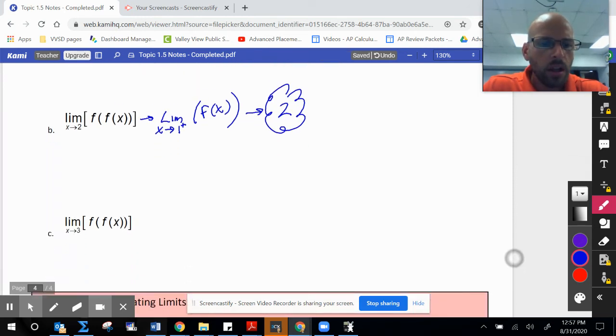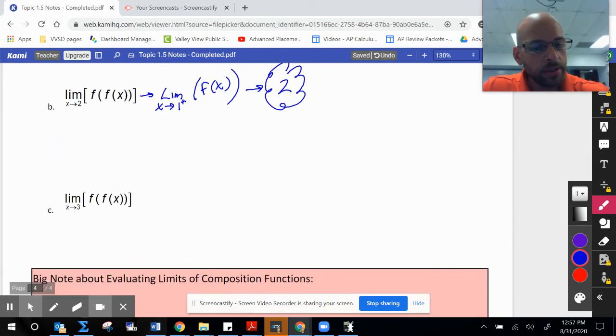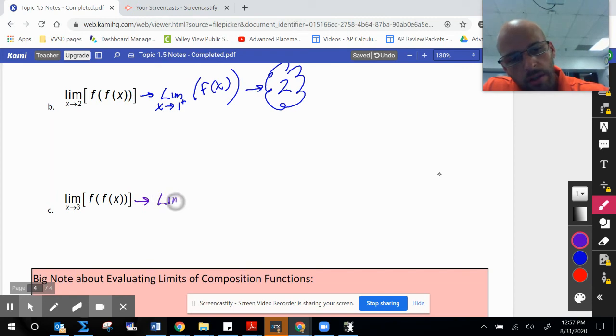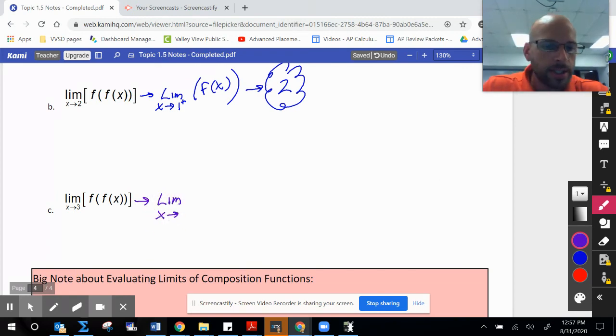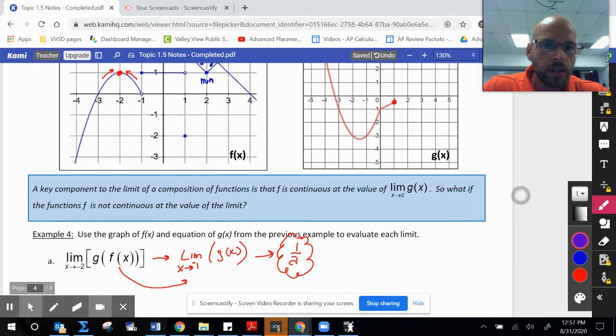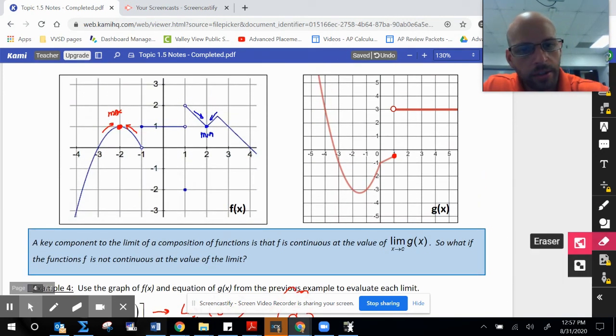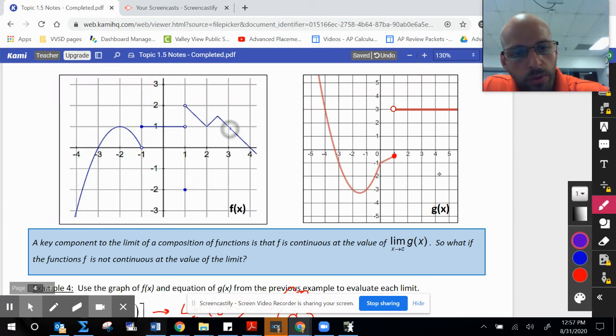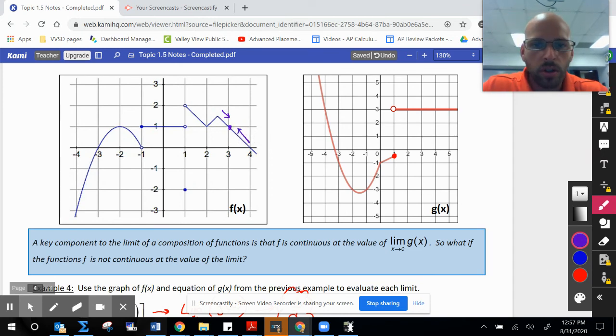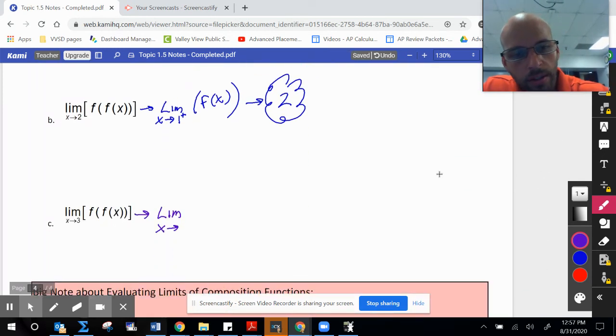Okay? And let's do one last one, very similar. The limit as x approaches 3, what's f getting closer and closer to? Let me erase all these little things here. So as I approach 3, you can see I'm getting closer and closer to the value of 1.